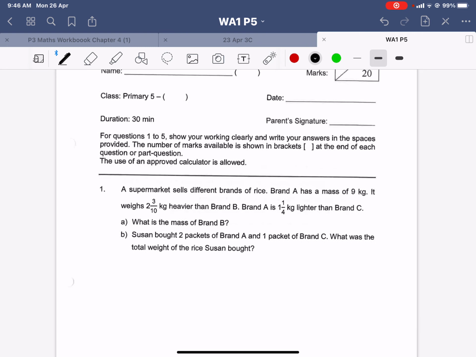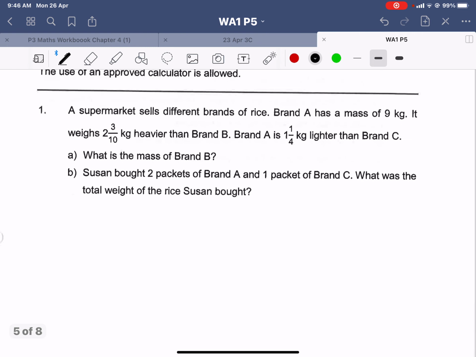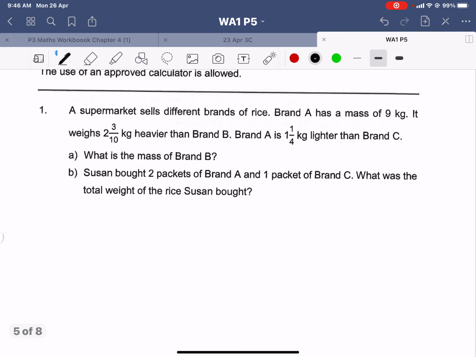All right, now paper 2, usually paper 2 begins with an easy question first. Question number 1. Supermarket sells different brands of rice. Brand A has 9 kg. So let me list out all the information. Now, let me read on the story.